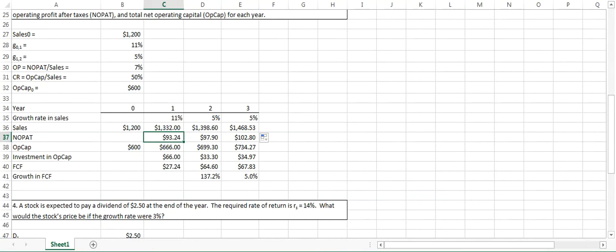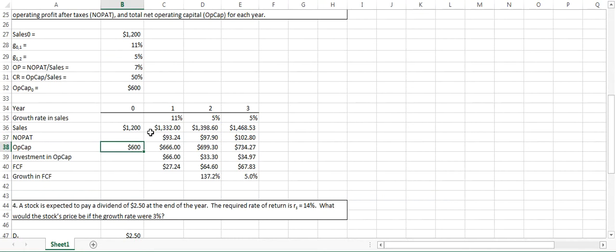Our NOPAT, how would we calculate our NOPAT? Well, we know that our operating profit equals 7%, and our operating profit is calculated by our NOPAT divided by sales. Therefore, in order to calculate our NOPAT, we would simply take our sales times 7%. And then we would do that for each year thereafter. Our sales for the year times 7%, and our sales for the year times 7%.